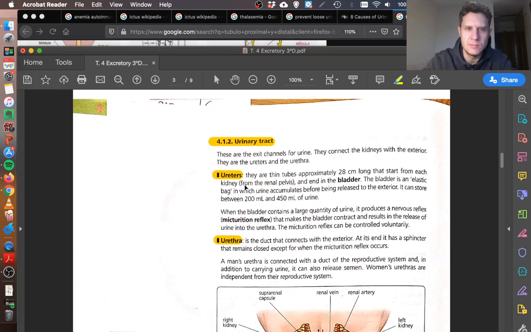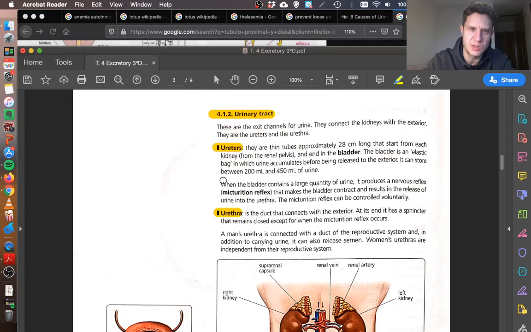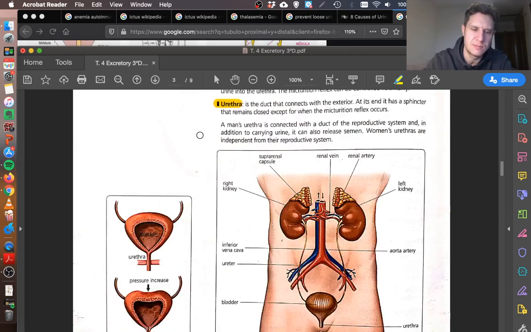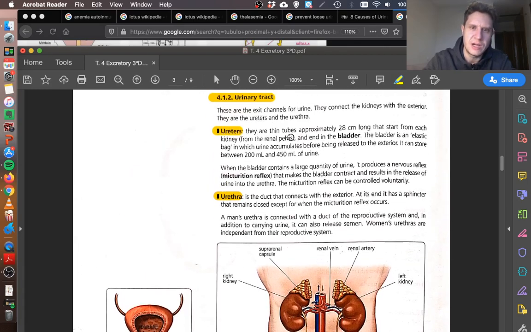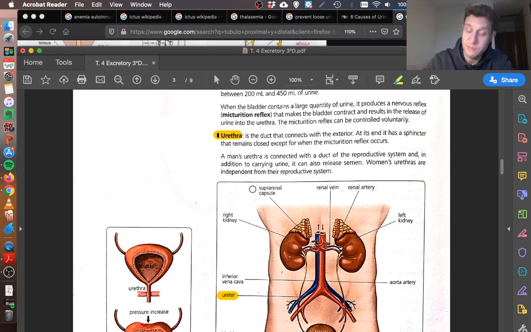These are the exit channels of urine. They connect the kidneys with the exterior. They are the ureters and the urethra. Ureters and urethra. They are thin tubes approximately 28 centimeters long that start from each kidney. All this, it's very thin, not very thick.